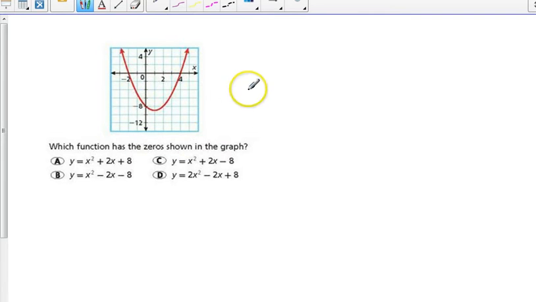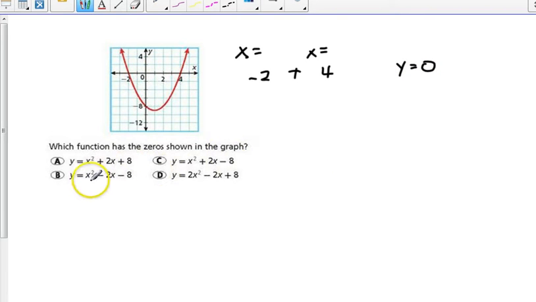So if the zeros are at -2 here and at 4, those are the x values. So x equals -2 and x equals 4, where our y value is 0. Remember, that's what we said in the last slide, that that's what a 0 is. An x value that makes a y value 0. On the graph, that means that it sits right on the x-axis.